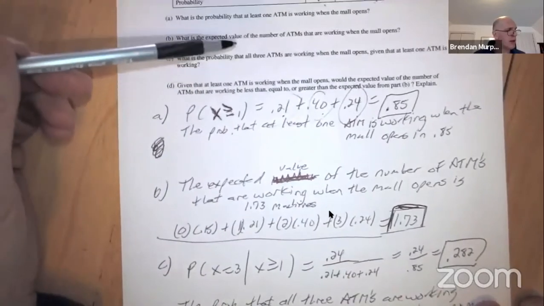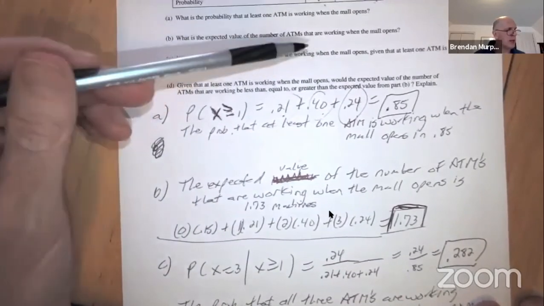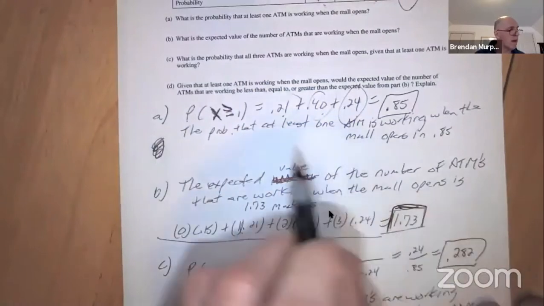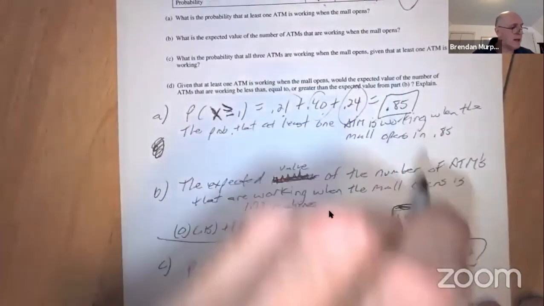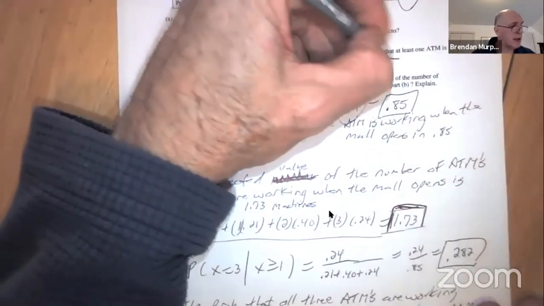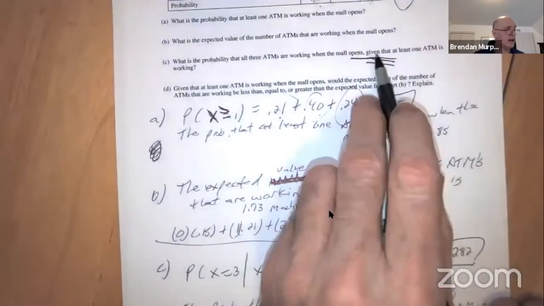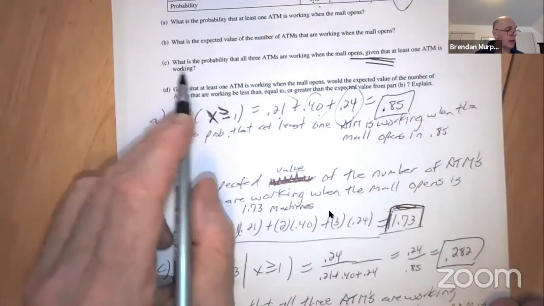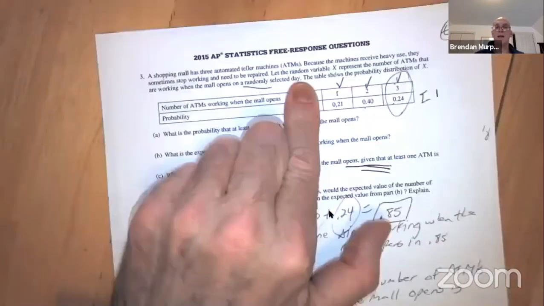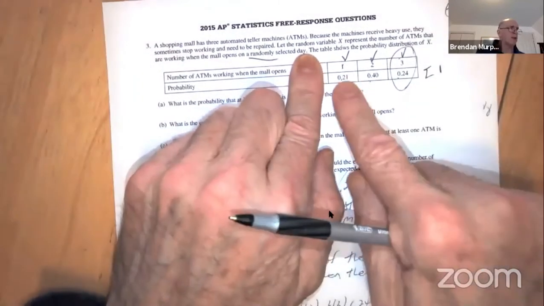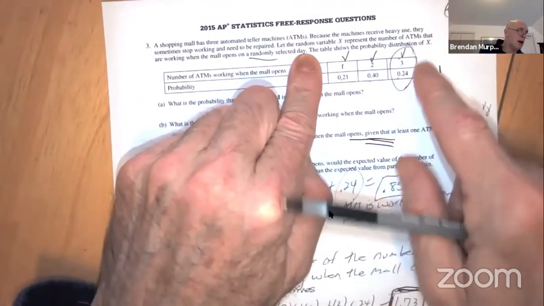What is the probability that all three ATMs are working when the mall opens, given that at least one ATM is working? Well, boy, that sounds like that conditional probability that we talked about Monday, doesn't it? That's my red flag right there. Given that at least one ATM is working, I sort of just cover up the zero and say, well, at least one, at least one, at least one. And I want to know all three.